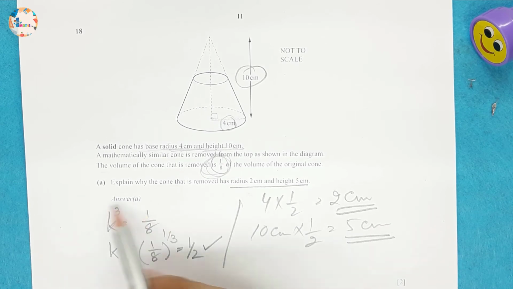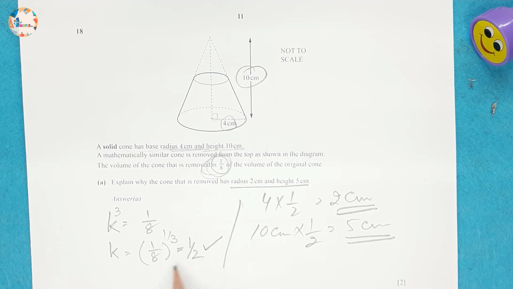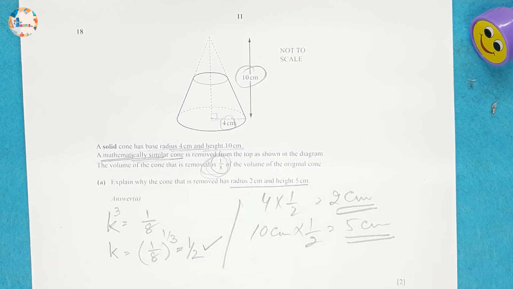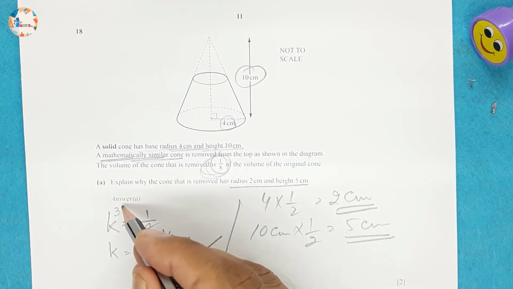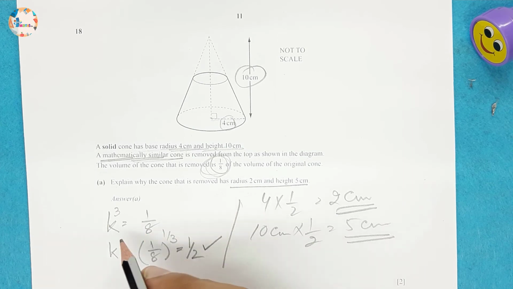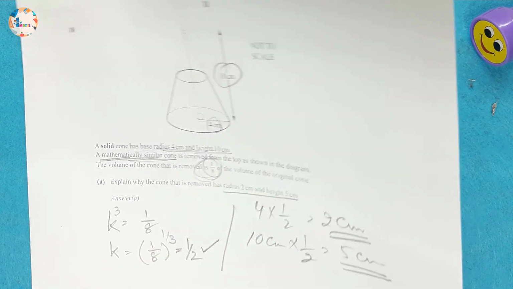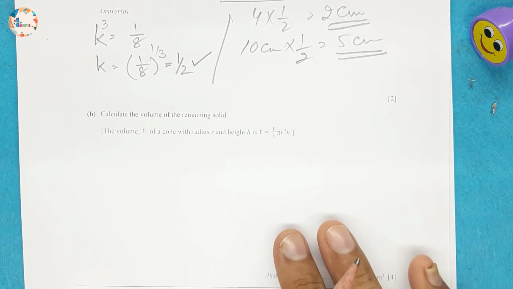What we have done, we have taken volume ratio, which is in form of k cube, and we have converted into k by taking cube root on both sides, and we got conversion ratio for length. This is in case of mathematically similar shapes. Basically for volume we are taking k cube, for area we are taking k square, and for length we are taking k. Hopefully you got this. This is the simplest approach.